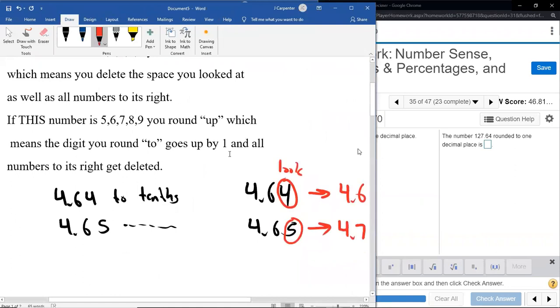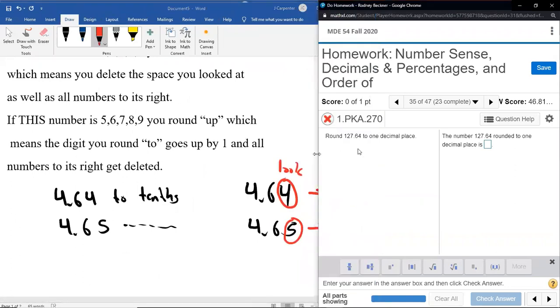There we go. Good enough. So now we're rounding. Ooh, that got ugly.